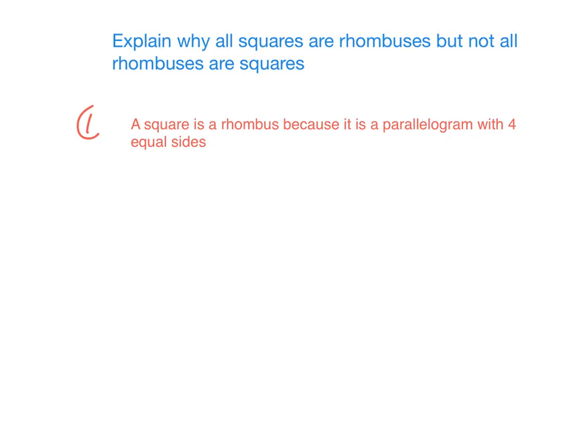Now let's do the second part of it. We're going to explain why not all rhombuses are squares. To do that, we just need to think, what do squares have that not all rhombuses have? Squares have four equal sides, but all rhombuses have that. What else do we know about a square? We know that it has four equal angles, but not all rhombuses have that property. So that's our answer. A rhombus is not necessarily a square because it doesn't necessarily have four equal angles.